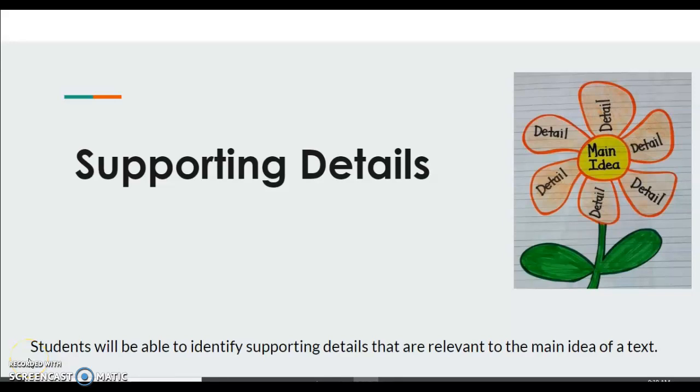Hello, fourth grade. Today we will be learning about supporting details. You will be able to identify supporting details that are relevant to the main idea of the text after this lesson. We will be looking at a few examples, and I will be modeling how to find supporting details and what details support the main idea. Then, you will be responsible for completing the assignments in Schoology. So let's go ahead and get started.